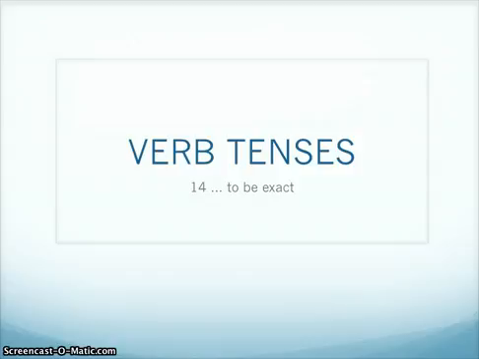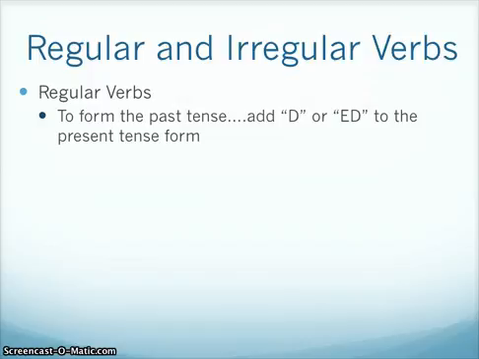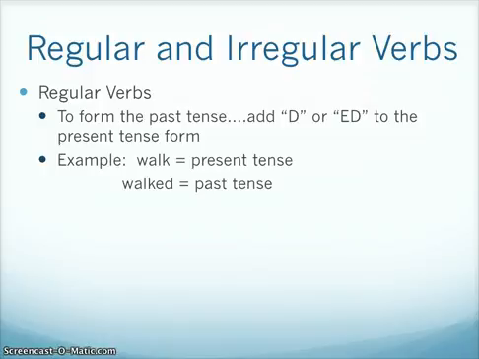But before we learn about the verb tenses, we're going to do a little bit of review. The first thing we're going to review is that there are regular verbs and then there are irregular verbs. How do you know the difference between the two? Well, regular verbs you identify because the way they form the past tense is by adding either a D or an ED to the present tense form. An example for that would be the verb walk. I walk to the store is present tense, but yesterday I walked to the store is past tense, and the way we formed the past tense was just by adding an ED to the present.